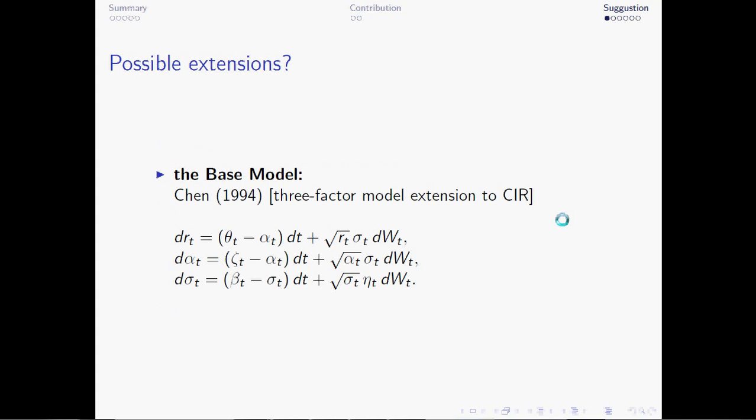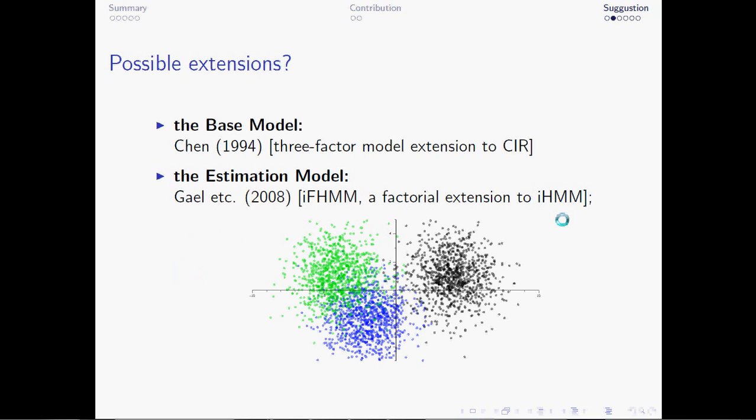So at the end, the suggestions. First, model-wise, there is a newer base model where drift and volatility parameters are stochastic processes as well. So the question is, is it possible to use iHMM on this one? Second, we added an I, so we can add an F as well, which stands for factorial. And this allows one observation to belong to multiple clusters at the same time. And the question, again, is whether it is applicable here.